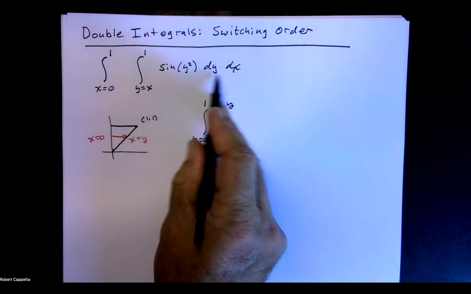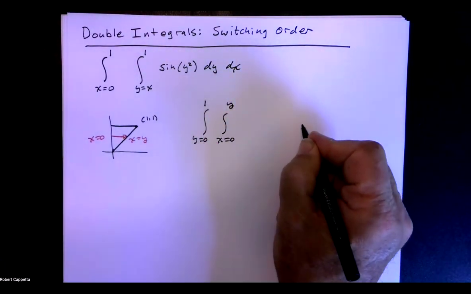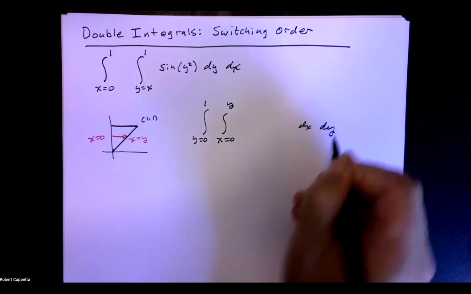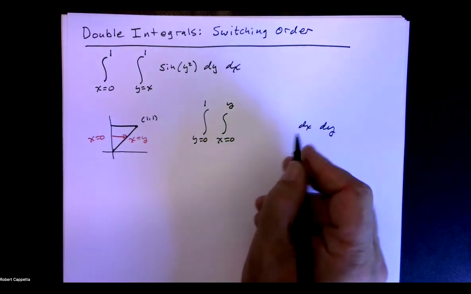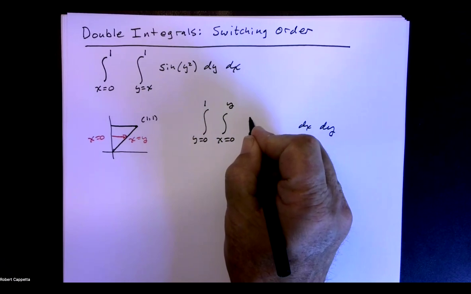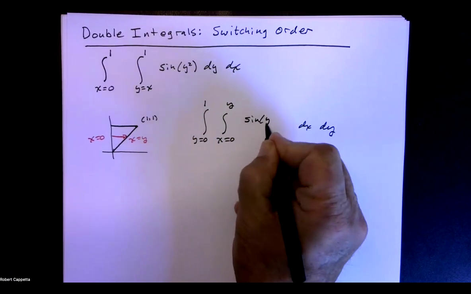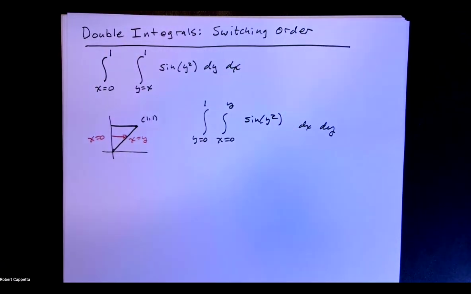So I've changed this from a dy dx. I've switched the order. It is now a dx dy integral. Now, the good news is I'm first integrating with respect to x, so I don't have to worry about the integral of sine y squared right away. But that's how I switch the order. So let's go ahead and look at that and try to evaluate that double integral.